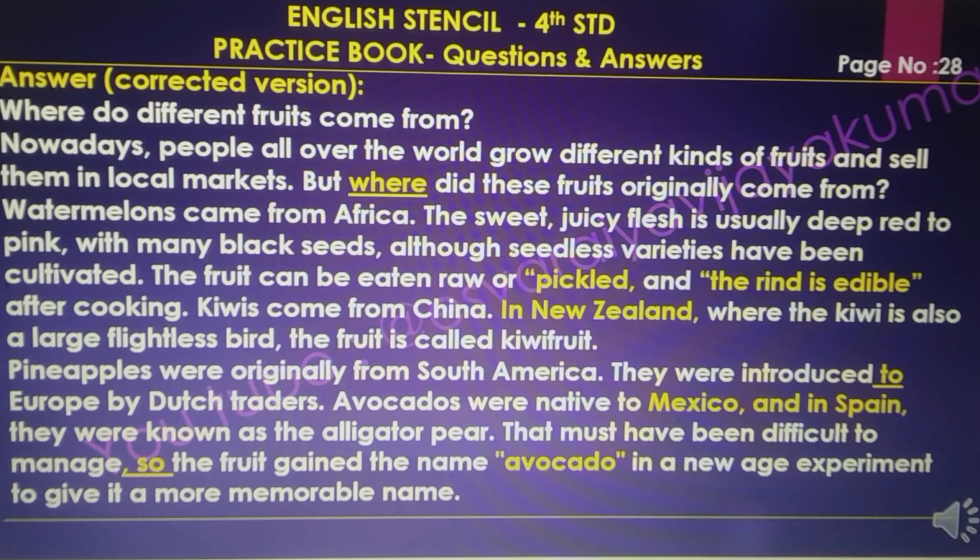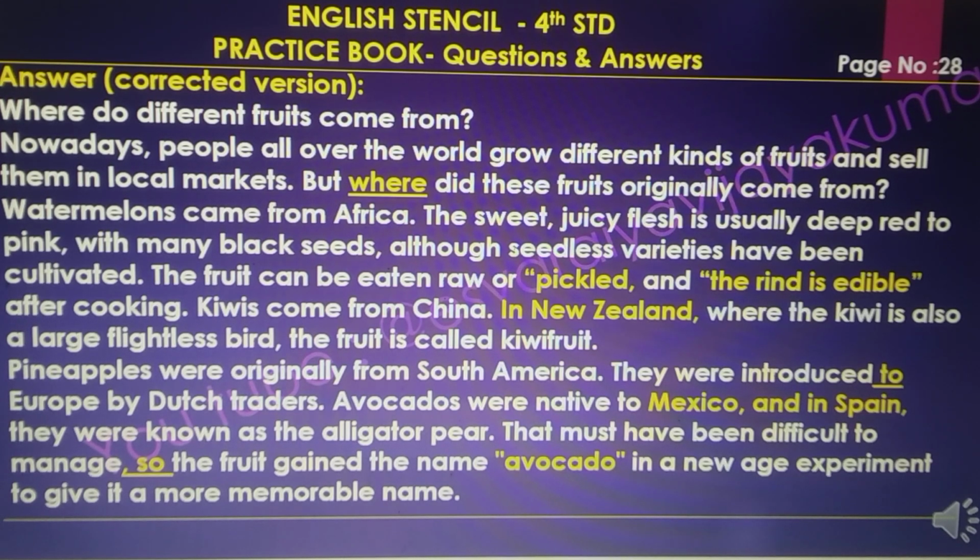Watermelons came from Africa. The sweet juicy flesh is usually deep red to pink with many black seeds, although seedless varieties have been cultivated. The fruits can be eaten raw or pickled and the rind is edible. The answers are the underlined and yellow-marked parts, which are the corrected ones. The fruits can be eaten raw or pickled and the rind is edible after cooking.